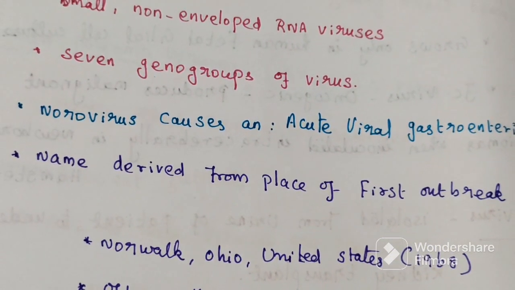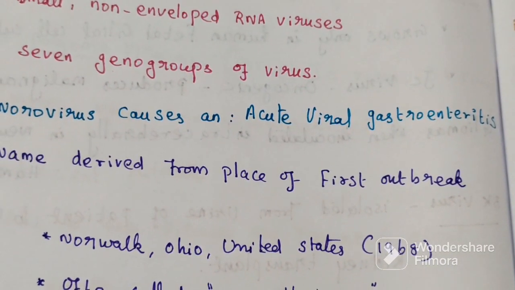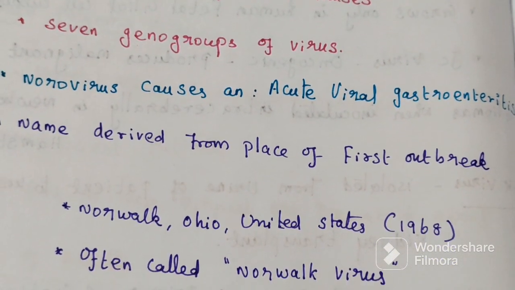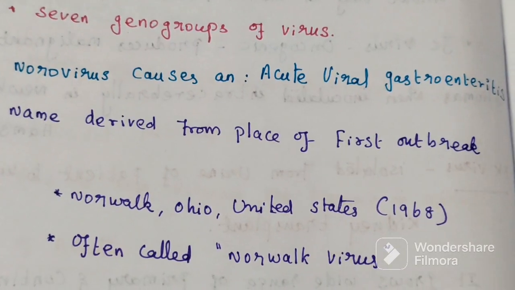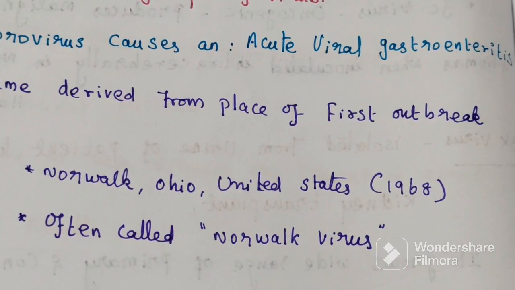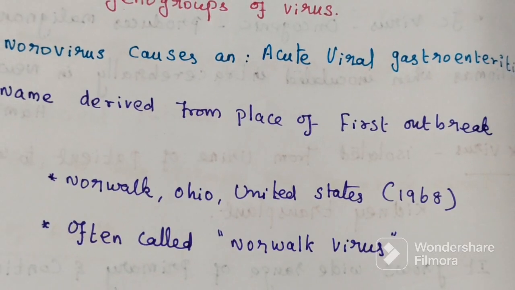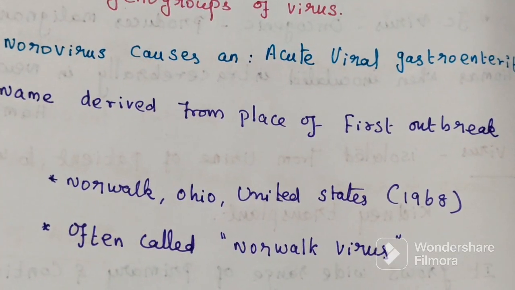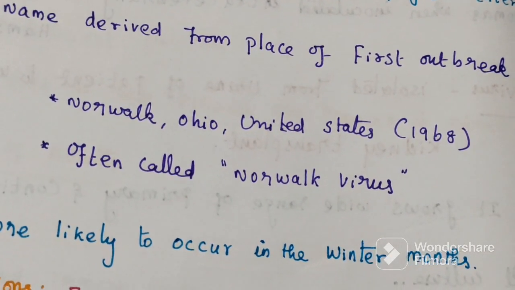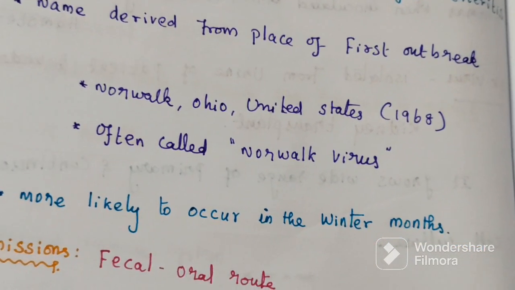The name norovirus is derived from the place of its first outbreak. The place was actually Norwalk, Ohio, United States, in the year 1968. So the name is derived from the first outbreak, and norovirus is often called Norwalk virus.